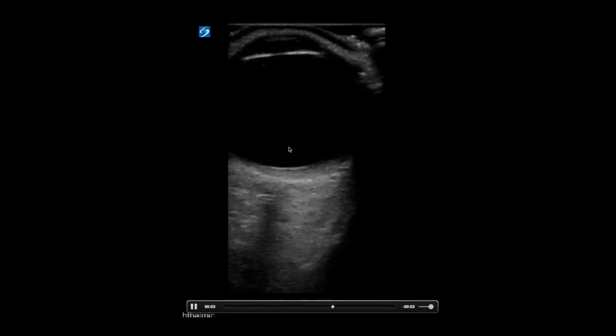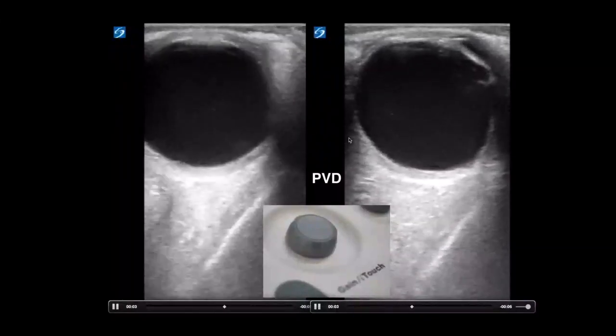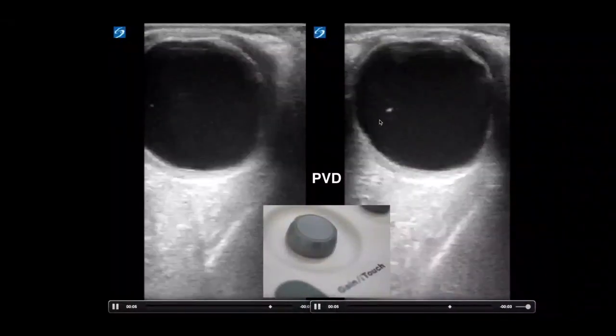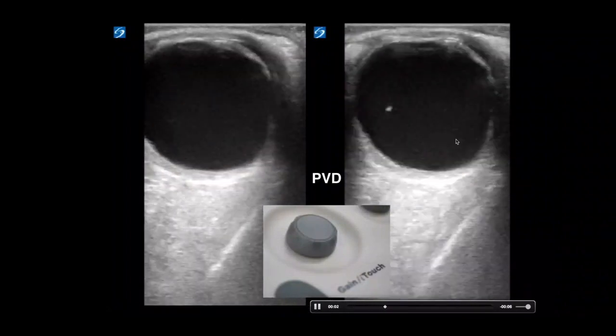But then, what we talked about earlier is you want to make sure you really turn up that gain. This is where you get that overgaining. So really dial that gain up. This is the same patient, and now you can see material swirling within the eye on both sides. So this is how you might pick up on some pathology.